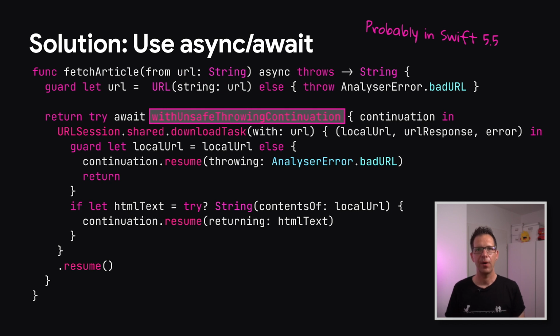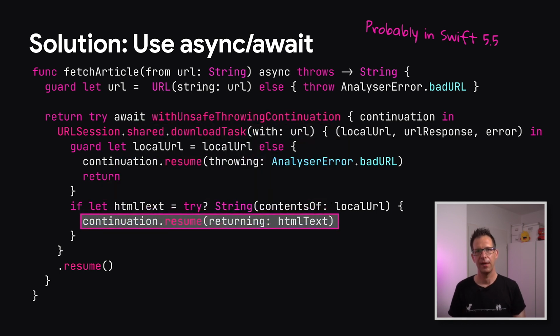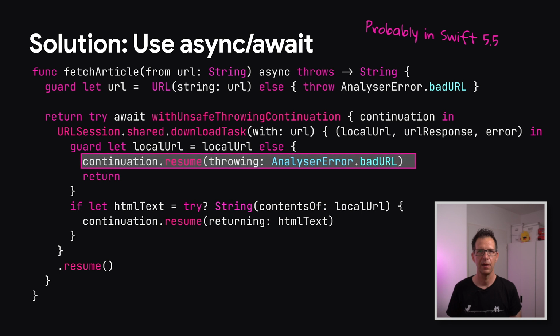And to wrap our own asynchronous code, we use the helper methods that are provided by Swift's concurrency support. For example, here we make a call to URLSession, which is asynchronous. And to handle this, we wrap the code inside a call to withUnsafeThrowingContinuation. Once the asynchronous call finishes, we can resume the continuation. In this case, we return the HTML text that we received. Or in case there is an error, we can throw that error using the continuation.